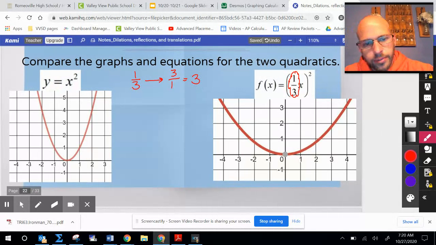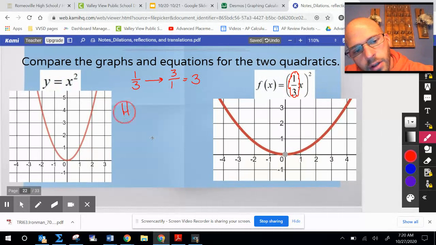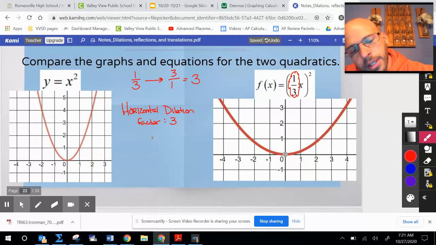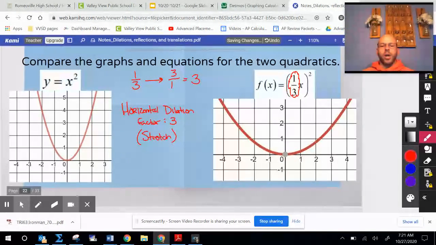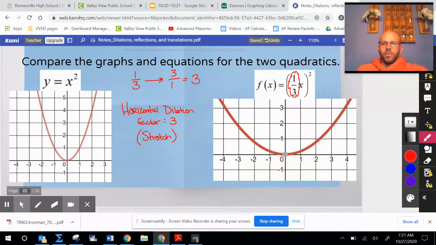3/1 is just 3. So I have a horizontal dilation factor of 3. And because 3 is bigger than 1, it's a stretch. And you can see that in the graph. The graph is stretched horizontally, okay? The graph is stretched in a horizontal direction, okay?